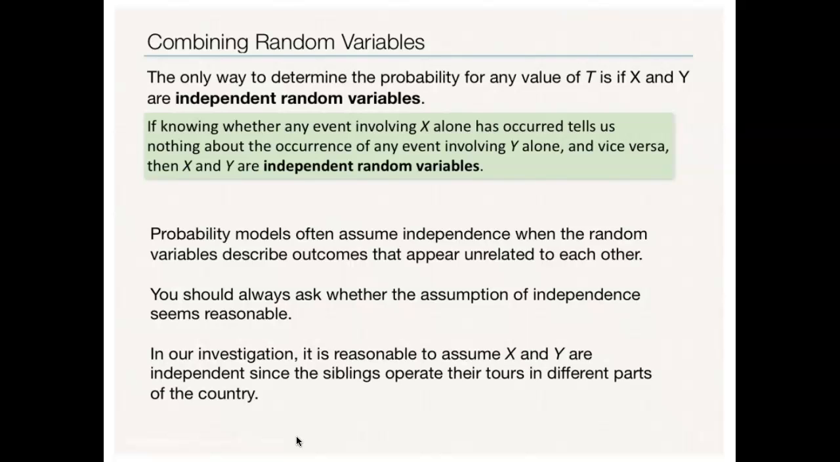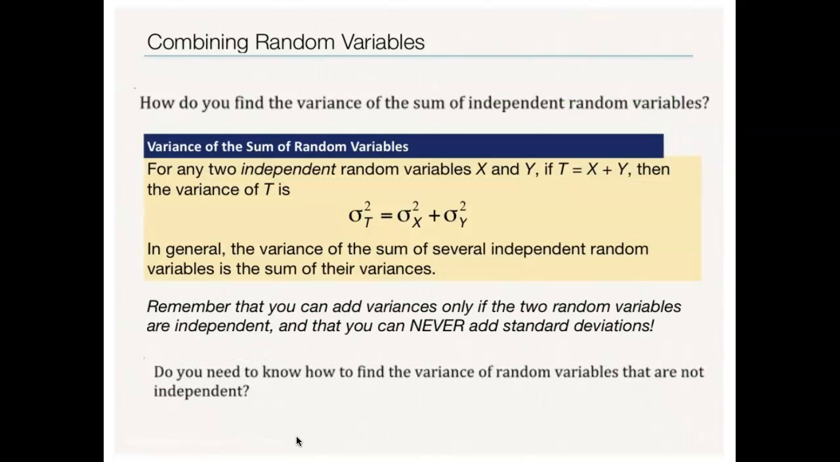All right, and the only way to determine a probability for any value of t is if we know that x and y are independent. Meaning knowing whether any event in x has occurred tells us nothing about the occurrence of any event in y, and vice versa. So this is a little bit of a technicality, but you have to know that they're independent before you're able to combine random variables. And generally that'll just be stated in the prompt, okay? Or it'll be safe to assume in some way. And I'll show you that in an example. I think we'll be able to get to probably just one more.